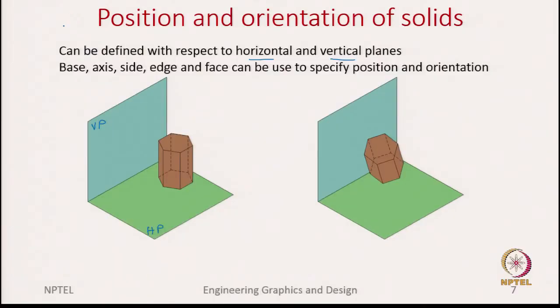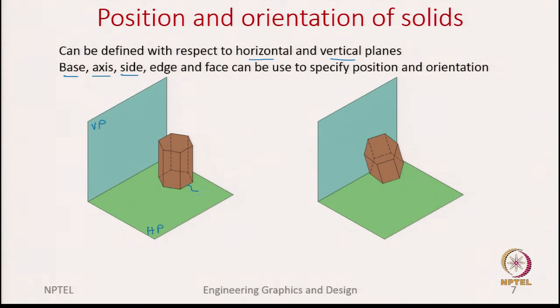Okay. The one point I forgot to mention is, for example, to specify the position and orientation of this solid, I was using the example of the axis, saying that the axis is either parallel, perpendicular or inclined to the projection planes. But you can use any other features, for example, I can talk about the base. In the first figure we have the base parallel to the horizontal plane, whereas in the second figure we have it inclined.